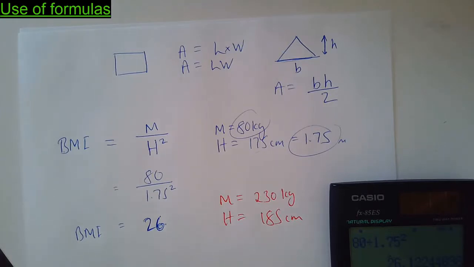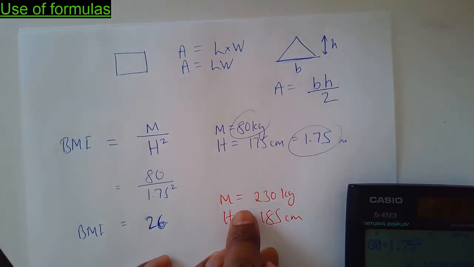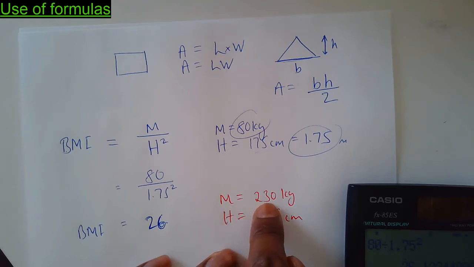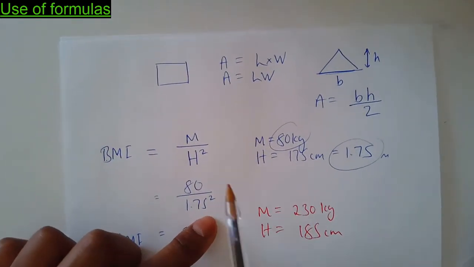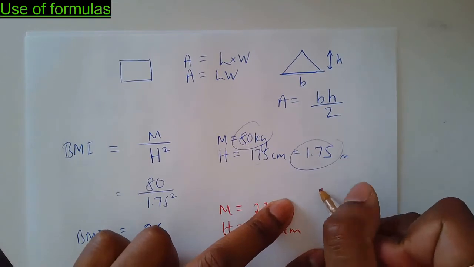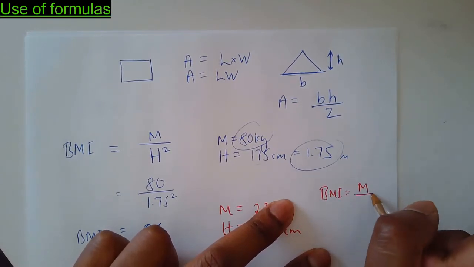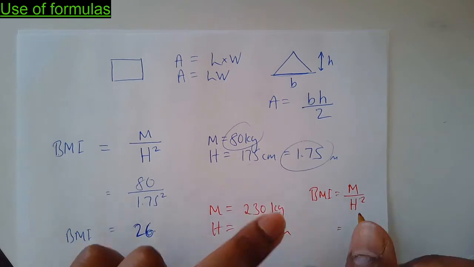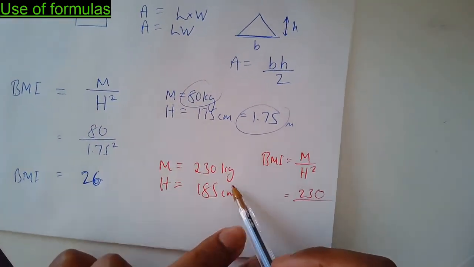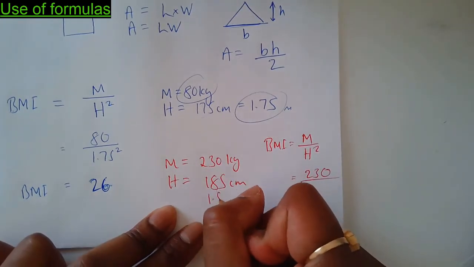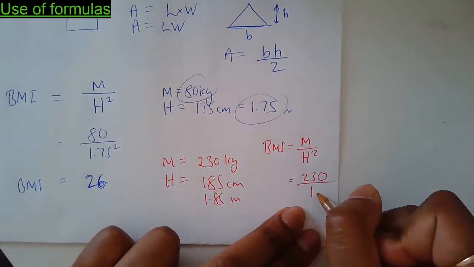Now, the heaviest person that's ever been recorded has a mass of 230 kilograms, height of 185 centimeters. So we'll see what the BMI of this person is. What we need to do is put these stats in the formula. We've got the BMI is equal to mass divided by height squared. Right, that needs to be in meters, 1.85 meters. That'll be 1.85 squared.